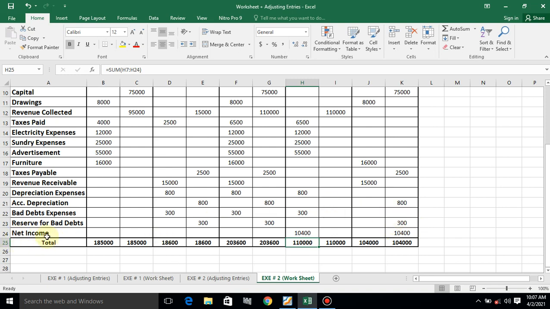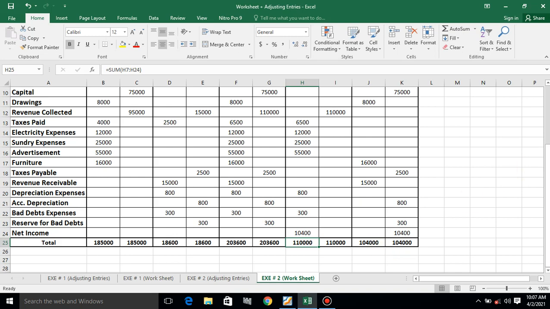In the last we have net income, and net income would be mentioned on the credit side, because net income belongs to the capital side, the owner's equity side. Now when you add all the values of the debit side, you will get 1,04,000 rupees, and on the credit side again you will get 1,04,000 rupees. So you can see that the balance sheet is also balanced, both the sides are balanced.